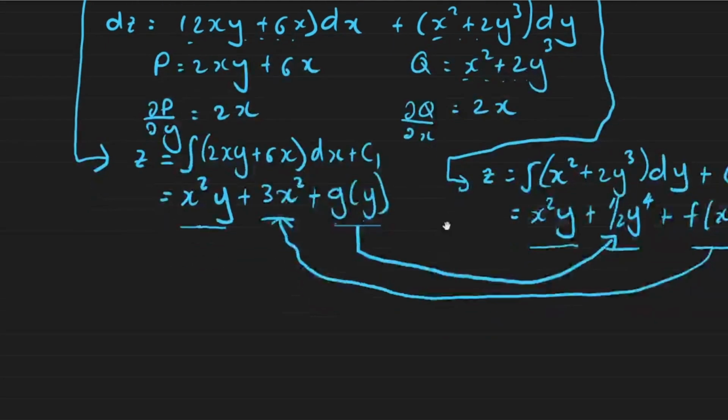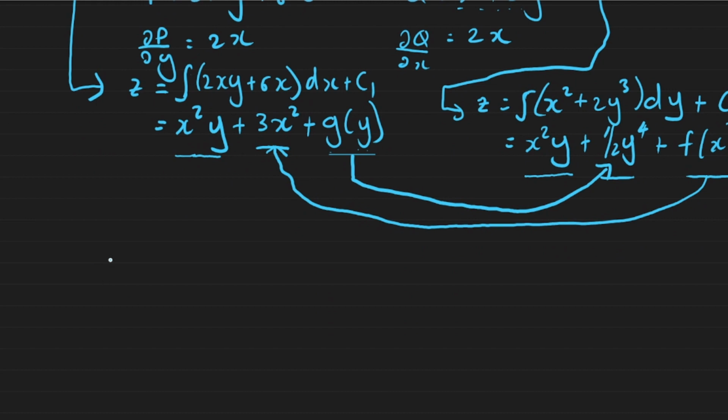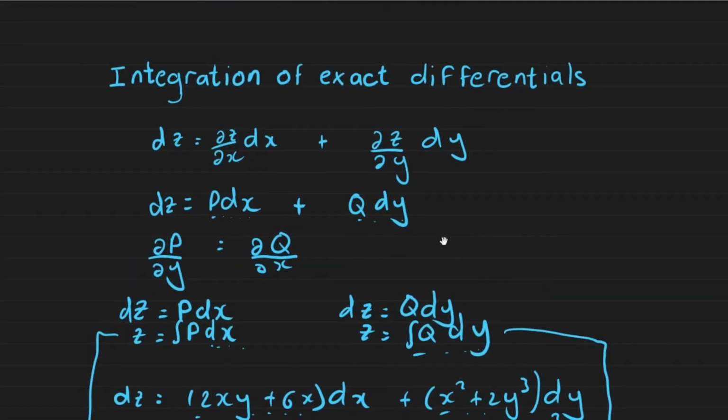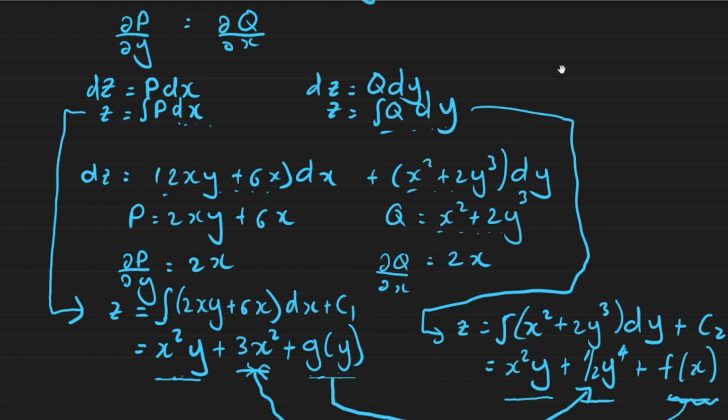What this means is that z, when we combine it, is equal to x squared y, that doesn't change, plus 3x squared, which corresponds to the function of x, plus the function of y, which we saw to be a half y to the power 4. So there we go. If we differentiate this and find the differential dz, we should end up with our original problem, which was 2xy plus 6x, etc. So you could actually do that and double check it.